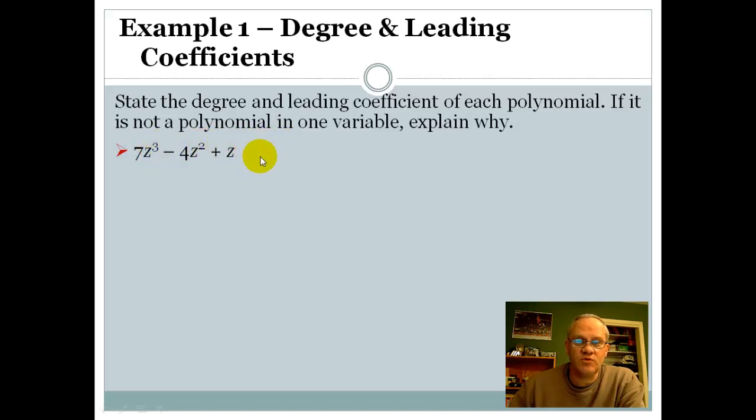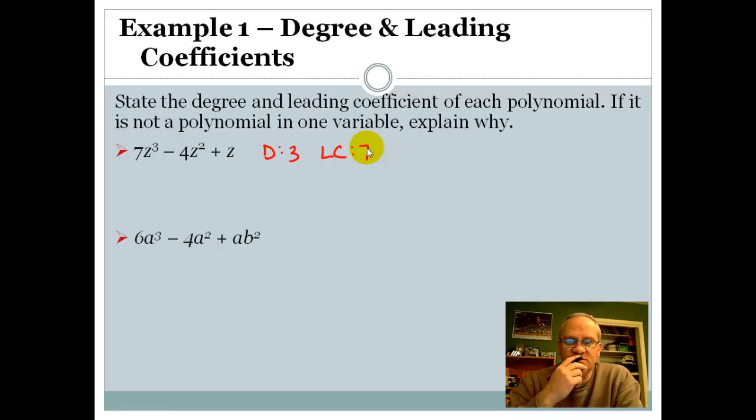So we're looking for the degree. So what's the degree? The degree is the biggest exponent. So in this case, the degree is 3. And the leading coefficient is the number in front of that, which is 7. That's not too bad, is it? As far as Algebra 2 stuff goes, that's pretty easy, right? All right, let's look at the next one.